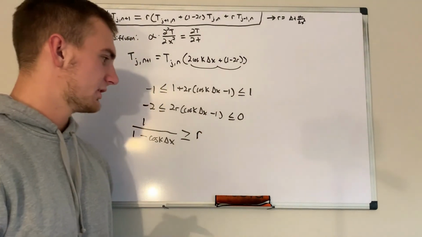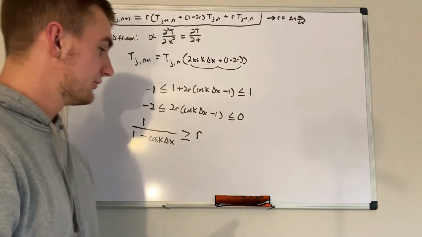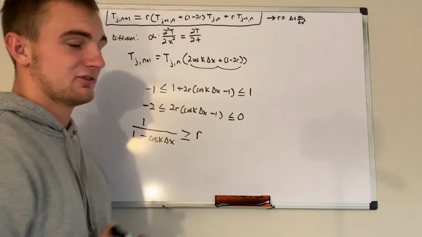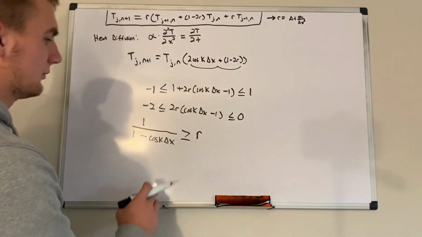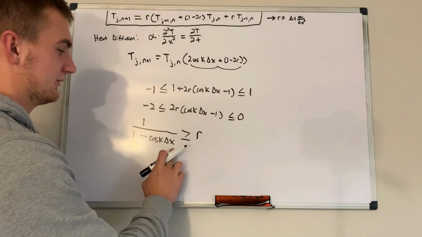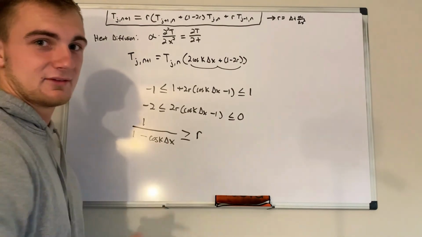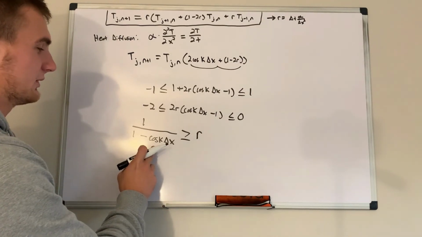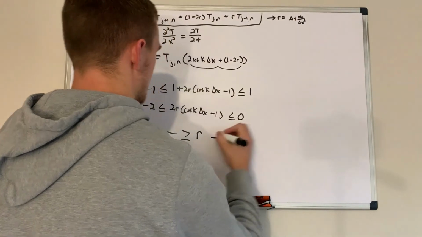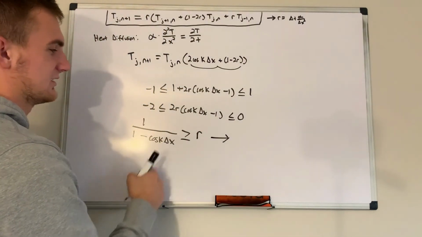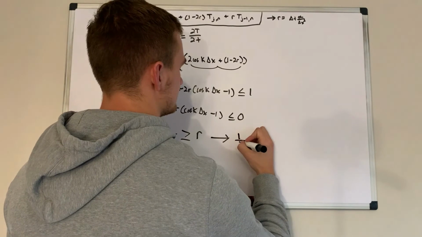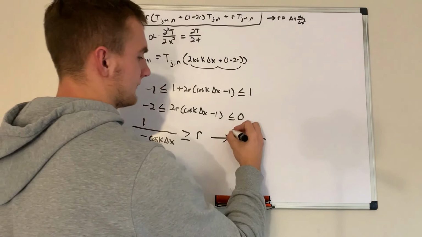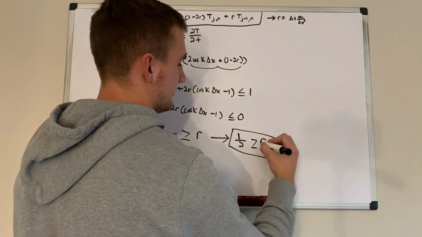So again, we want to see where our bound for R is, and we want to set that at the lowest possible value here. The lowest possible value that we have for cosine k delta x is negative 1. If we substitute that in, we'll get 1 over 1 minus negative 1, or 1/2. So R must be less than or equal to 1/2.